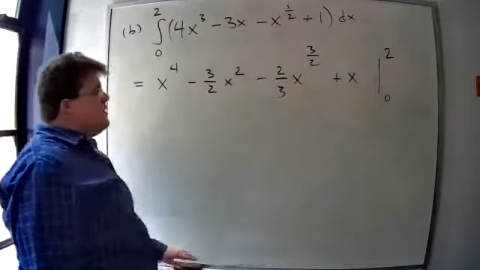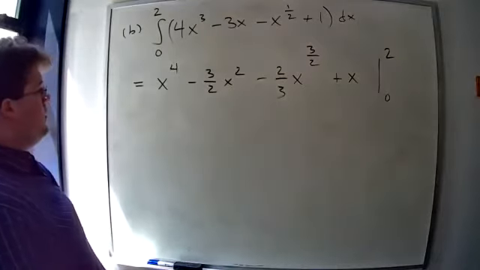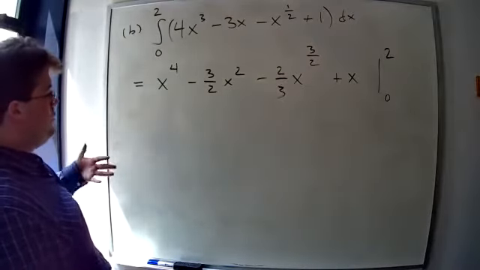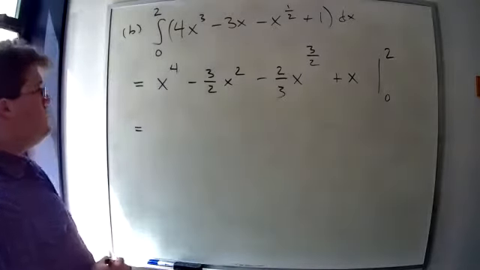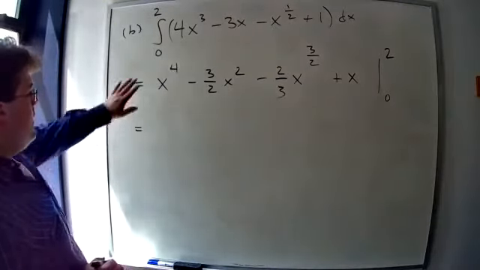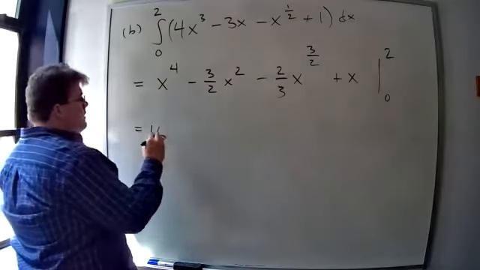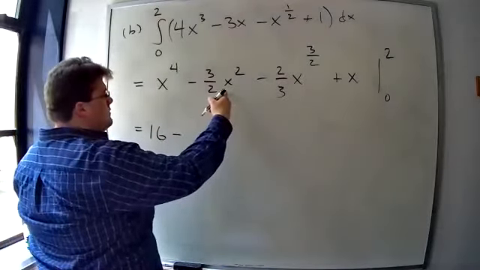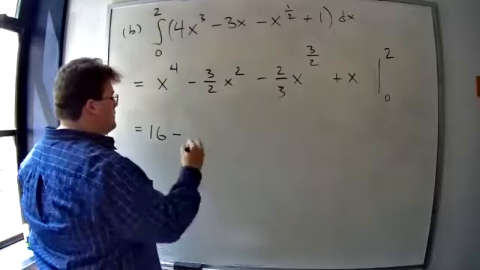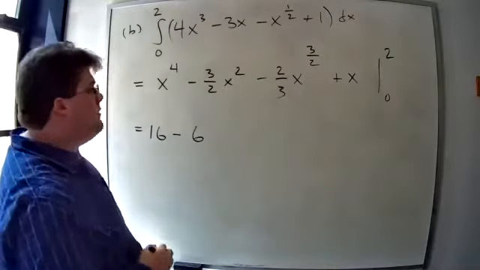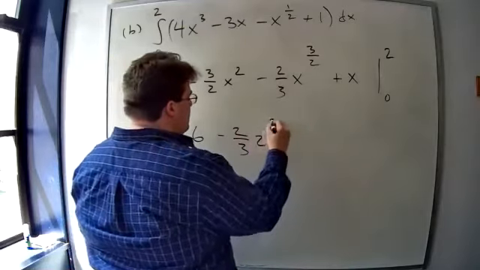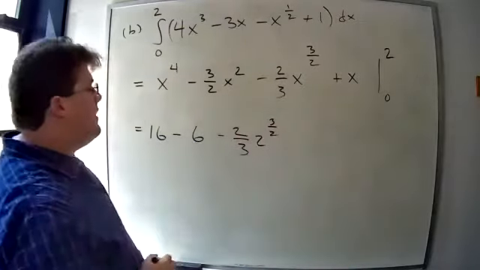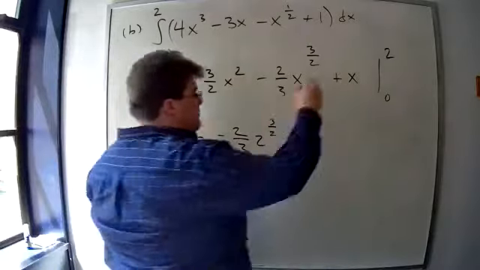So right here, evaluating from 0 to 2, the fact that there's a 0 here and we have just x to a bunch of numbers is convenient for simplification purposes. And we'll see why in a moment. But when x equals 2, what do we get? 16 minus 3/2 of 4, 1/2 of 4 is 6. And there's a negative 2/3, 2 to the 3/2. I'll just write that like that for now. And then plus 2.